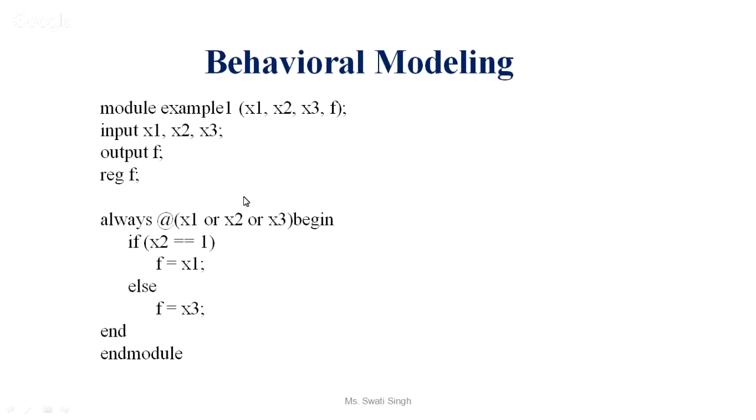So in behavior modeling, as you see in C programming, in most of the programs we use if and else statements, case structure. So in behavior modeling, we can do all these. Let's take an example, module example 1, x1, x2, x3. Here x1, x2, x3 are the inputs and f is the output. In behavior modeling, we have to take a register of the same name as your output. Such as if your output is F, you have to take a register of the same name F.